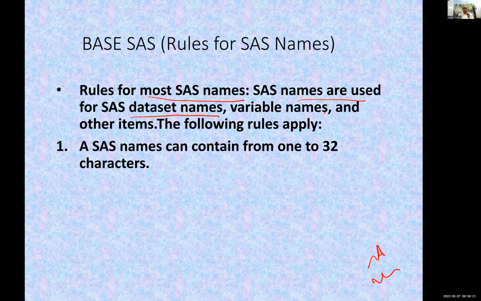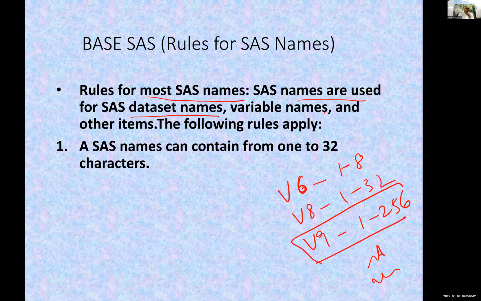What are the rules? SAS names can contain 1 to 32 characters. Here you need to write it down. Version 6, 1 to 8 characters. Version 8, 1 to 32 characters. Version 9, 1 to 256 characters. Now we are working with version 9. So you need to make sure that it is 1 to 256 characters.